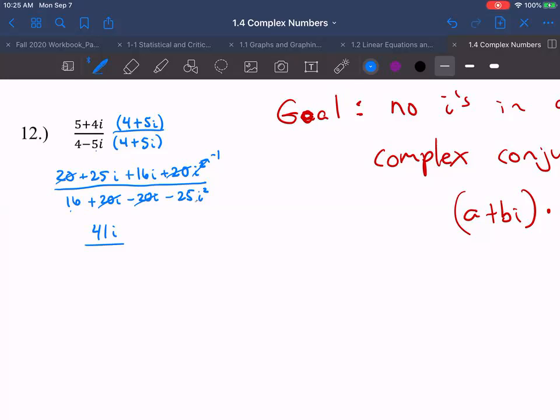And over here, we have this i squared becomes negative 1. So this becomes a plus 25. It becomes 25 plus 16, which is also, again, 41. And so where we end up is 41i over 41, which is just i. And so for that one, we ended up with just i.